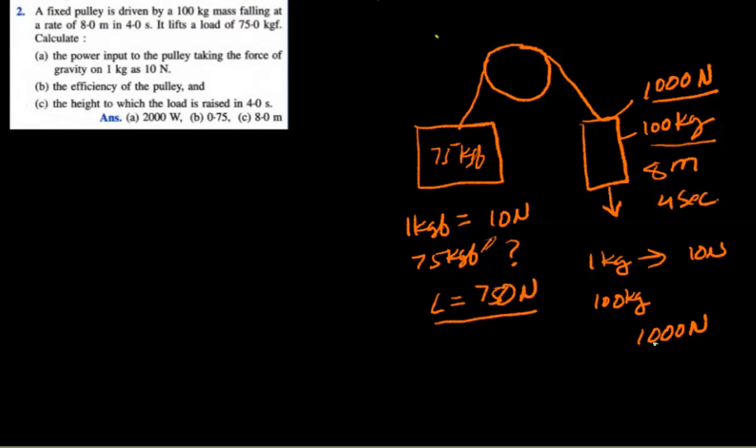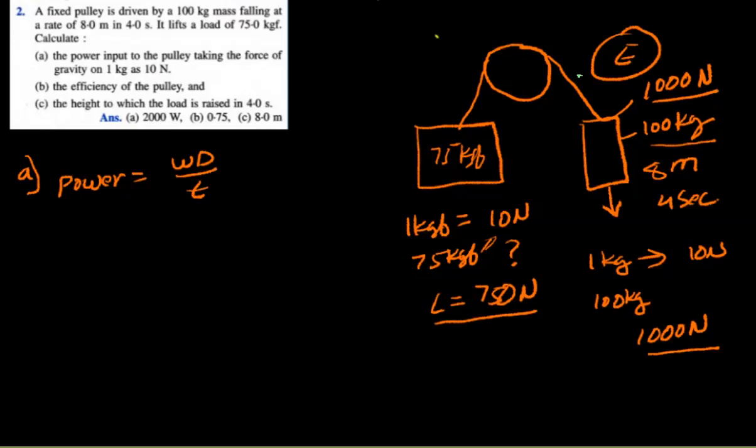So now we have our load and we have our effort. We have the time and we have the distance. So let's try to find the first one. A part is to find the power input of the pulley taking the force. Okay, power input. Now power equals work done upon time. Now in this case, we have to find what is the power input. So our input is always the effort. So we have to find what is the work done by the effort. And based on that, we'll find what is the power of the effort.